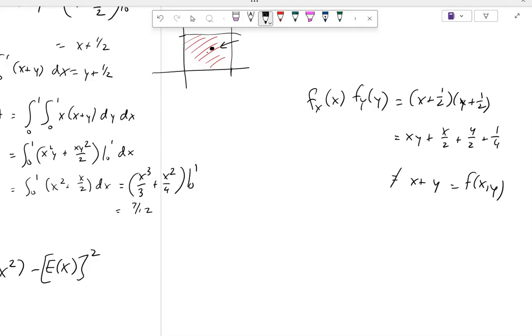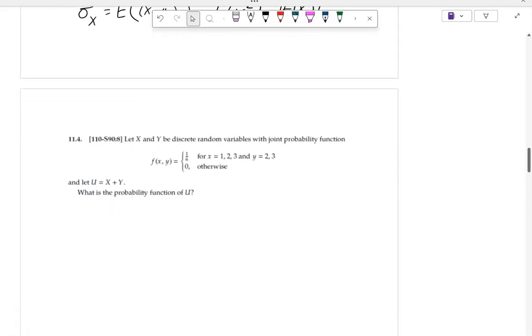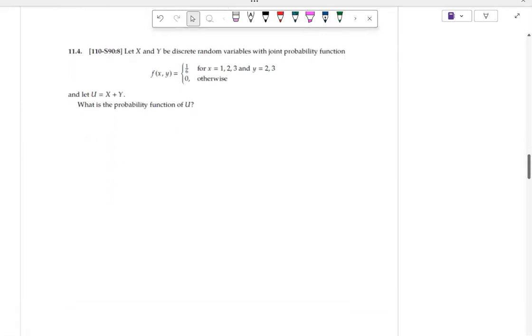Okay. Let's look at the next one. This one is not unlike what we just talked about for the original one. Let's not bother with plotting the points. It just literally wants the probability function for the single random variable u, which is defined in terms of x and y. Well, first, let's identify what the sample space of u is. What possible values can it take on?